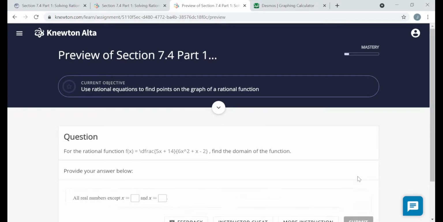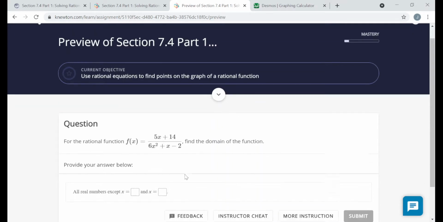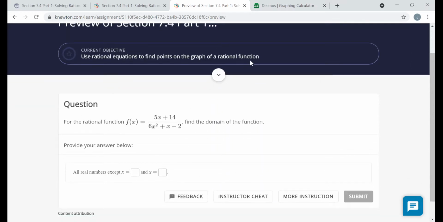It says use rational equations to find points on the graph of a rational function. Now, remember, a function is a set of ordered pairs where every x value corresponds to exactly one y value. And you can plot those ordered pairs on a graph, on the XY plane. And let me show you.